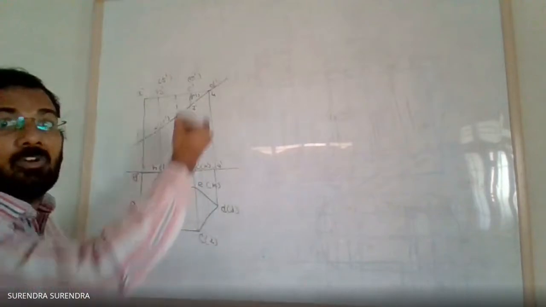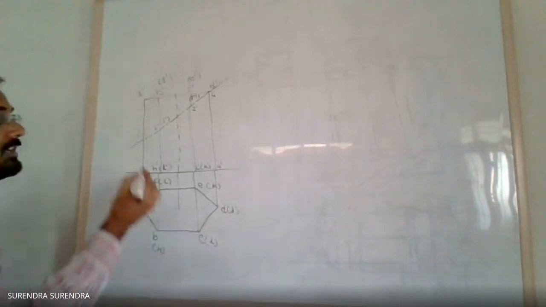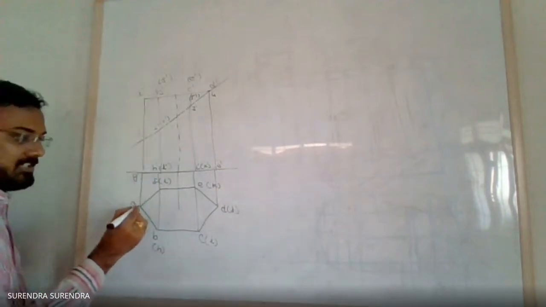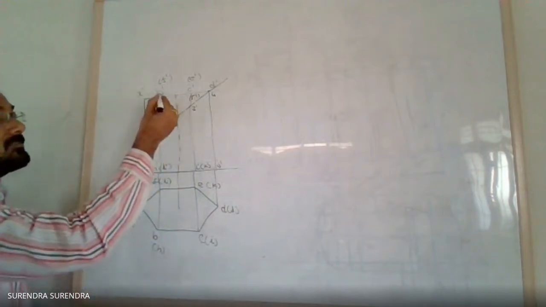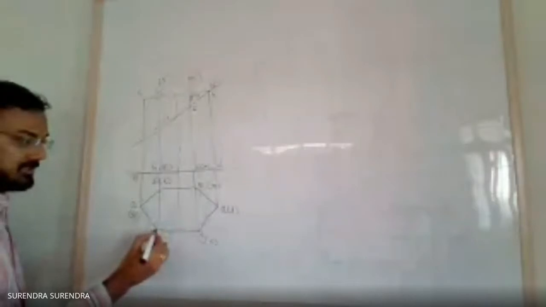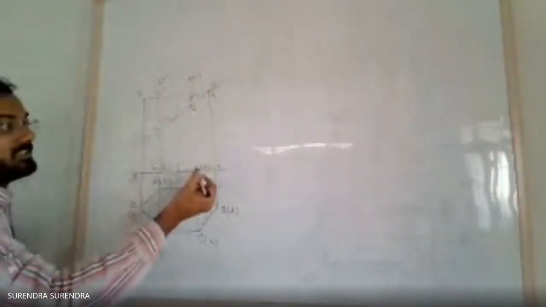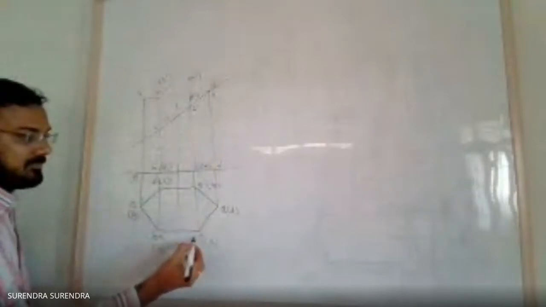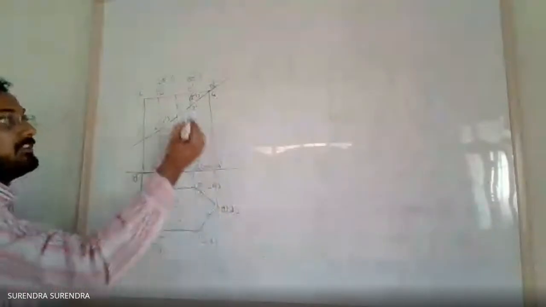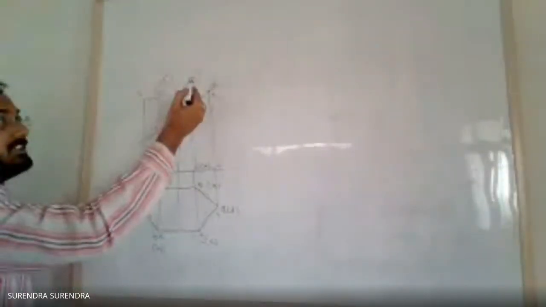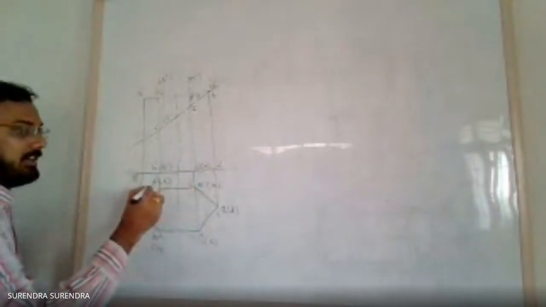Project all these points onto the top view. 1 dash is on the AH edge, so at this point this is 1. 2 is on BH, point 2. 3 is on CI. 4 is at D. 5 is at EK, and this is 5, 6.